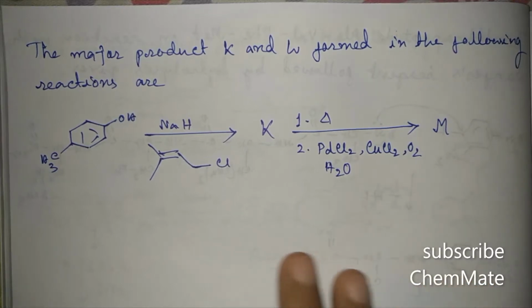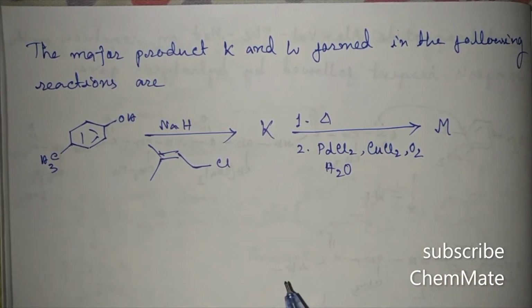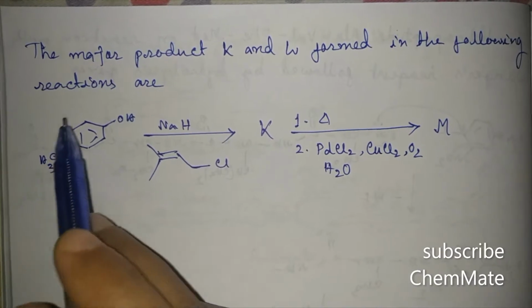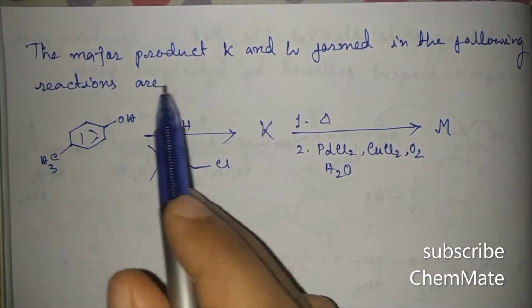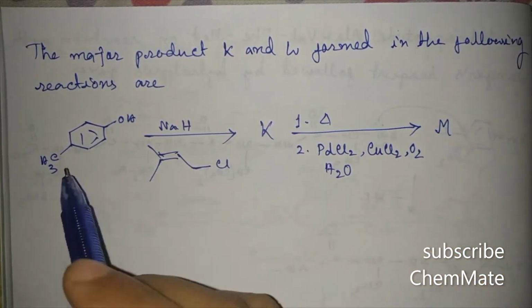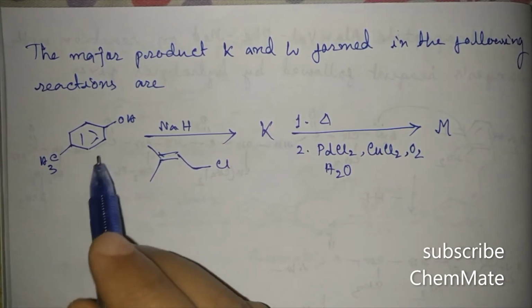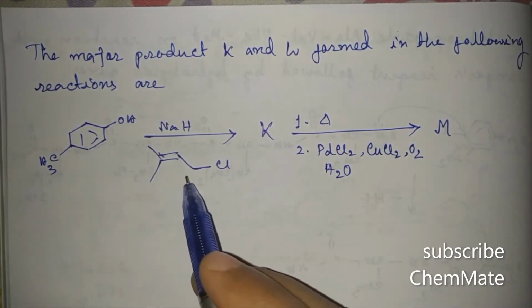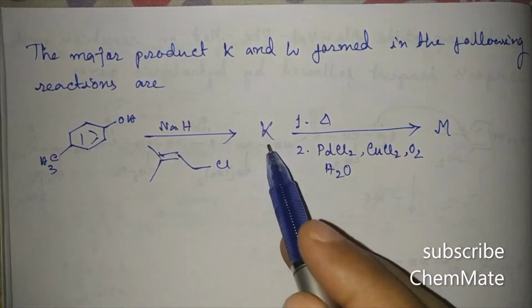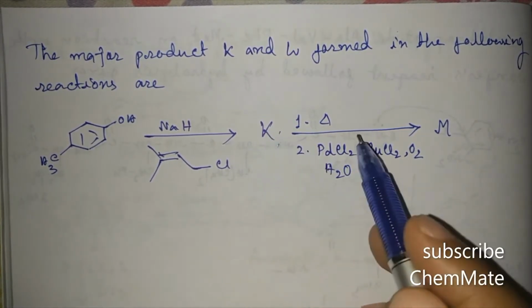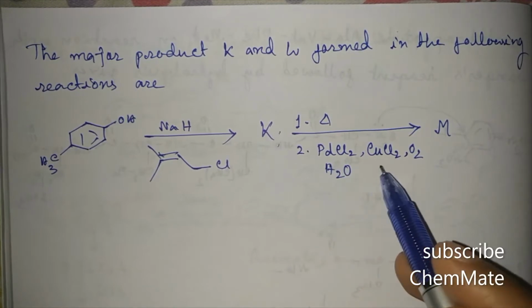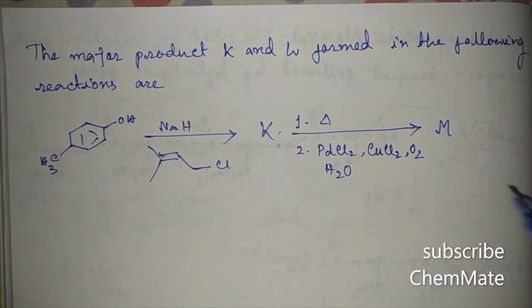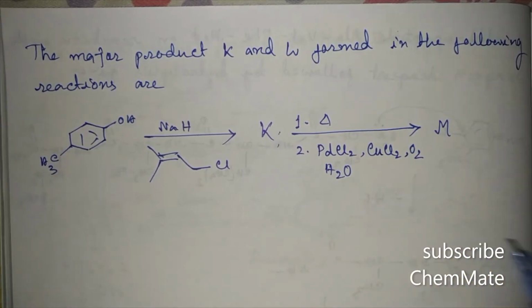Hi guys, we are discussing the GATE 2015 question paper. One of the questions was: the major products K and L formed in the following reactions are. This compound is treated with NaH and an allyl chloride. The product K is formed, which on heating and then PdCl2, CuCl2, O2, H2O, the product M is formed. So we have to determine K and M.